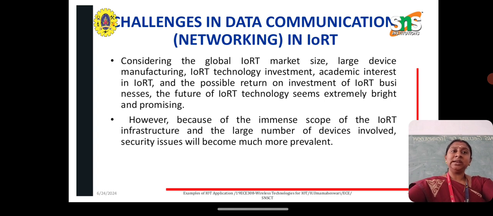Then the challenges in data communications, that is networking in the Internet of Robotic Things, is nothing but we have to first consider the global IoT market size, then how to enlarge the data manufacturing, then IoT technology investment, academic interest in IoRT, and the possible return on investment of IoRT business. The future of IoT technology seems extremely bright and promising. However, because of the immense scope of the IoRT infrastructure and the large number of devices installed, security issues will be much more prevalent.